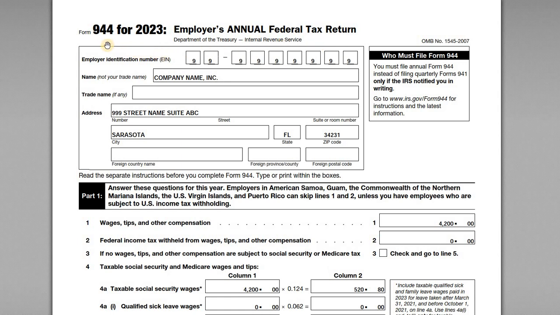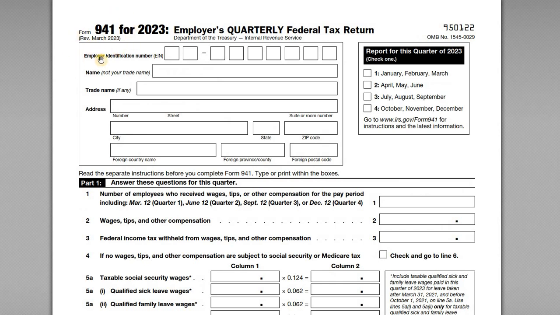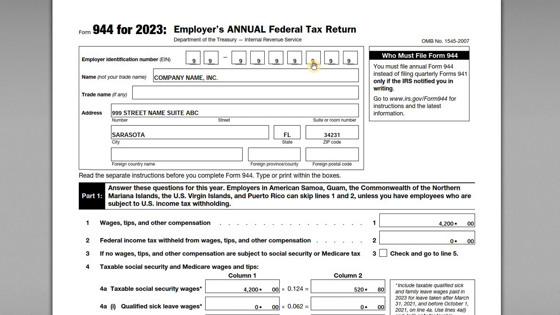Now, starting with the 944, it's really important to remember that the 944 is an annual return, but if you have payroll that you file on a quarterly basis, you would be using the 941. So 941s are filed quarterly. The 944 is filed on an annual basis. Now, the 944 can only be used if the IRS tells you that you can use this form, right?